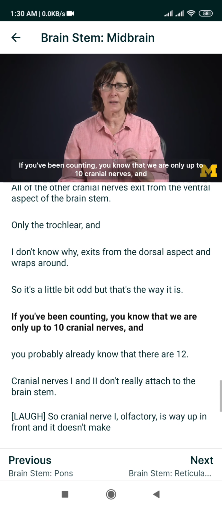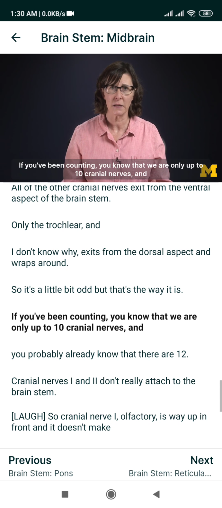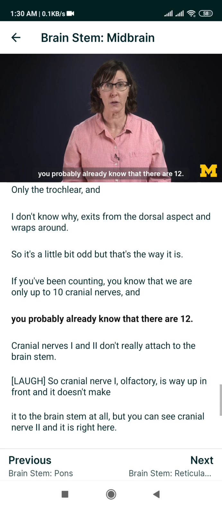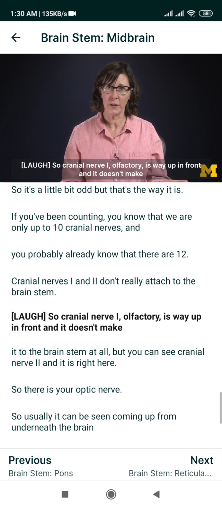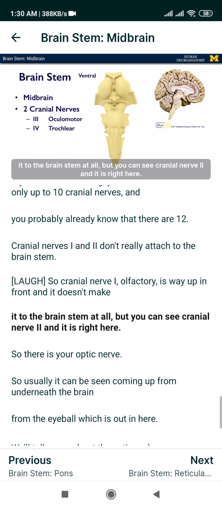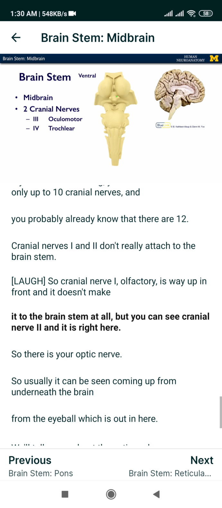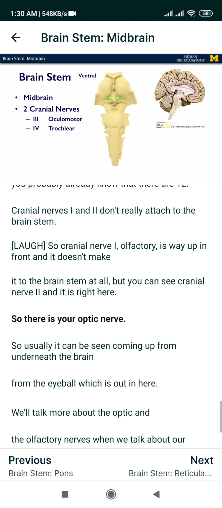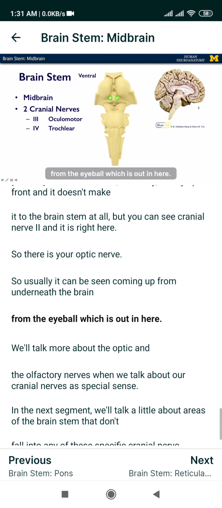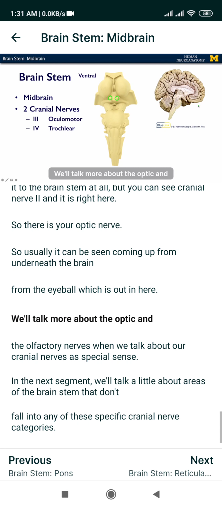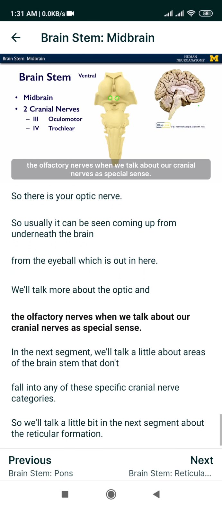If you've been counting, you know that we're only up to 10 cranial nerves, and you probably already know that there are 12. Cranial nerves 1 and 2 don't really attach to the brainstem. So cranial nerve 1, olfactory, is way up in front, and it doesn't make it to the brainstem at all. But you can see cranial nerve 2, and it is right here. So there is your optic nerve. It usually can be seen coming up from underneath the brain from the eyeball, which is out in here. We'll talk more about the optic and the olfactory nerves when we talk about our cranial nerves of special sense.